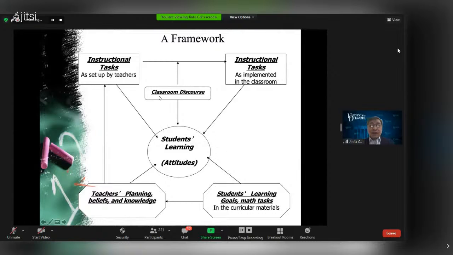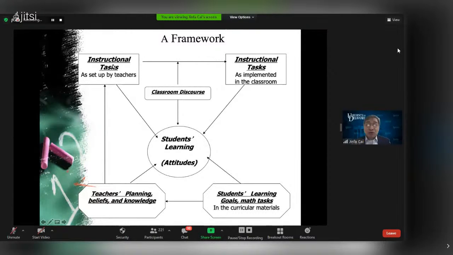In this case, the middle part is the students' learning. Students' learning is both cognitive and non-cognitive, which means that not only do the thinking skills and knowledge increase, but hopefully the attitude or the mathematical disposition will change as well. This part deals with curriculum materials, and this deals with how teachers plan, and their beliefs and knowledge.